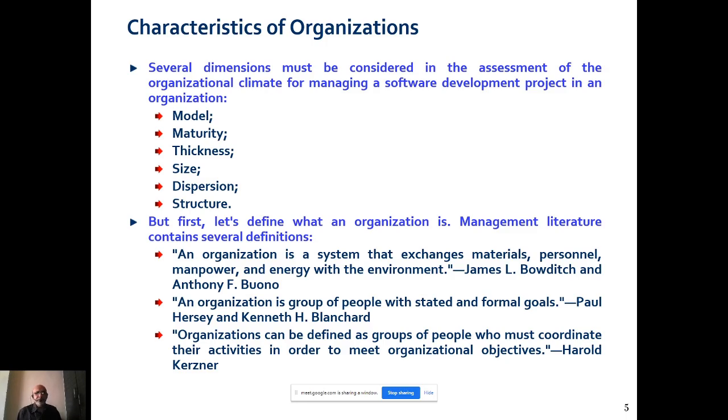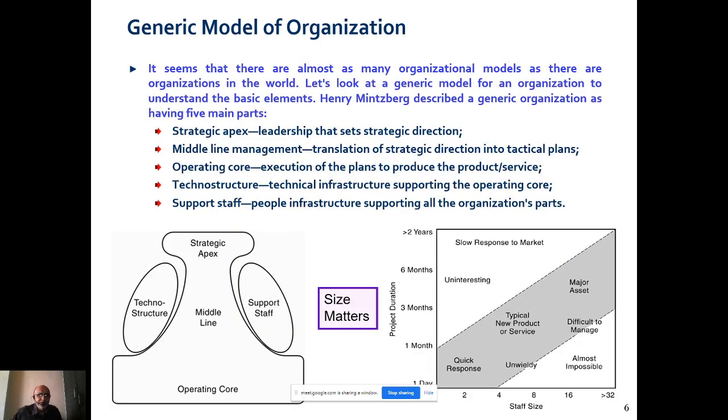So let us try to understand these apexes: strategic, midline, and the operating core. The strategic apex is where the management comes in, the leadership that sets the strategic direction. Middle line management translates strategic direction into tactical plans, whereas the operating core executes plans to produce the product and services. So if you look from a different angle, the board of management decides the vision and mission.